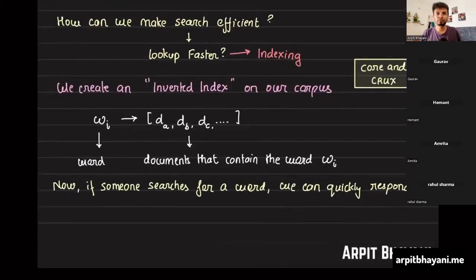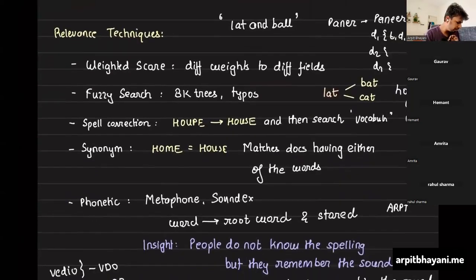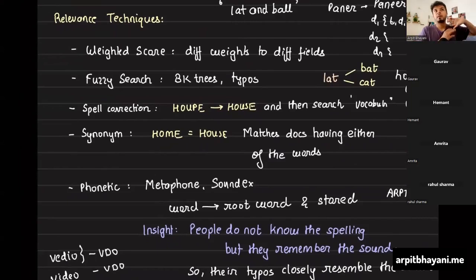Okay, so with respect to relevance techniques, most search engines in today's day and age are text-based search engines. You search on Swiggy, Zomato, you search on Google, you search anywhere. It's always text-based, right?